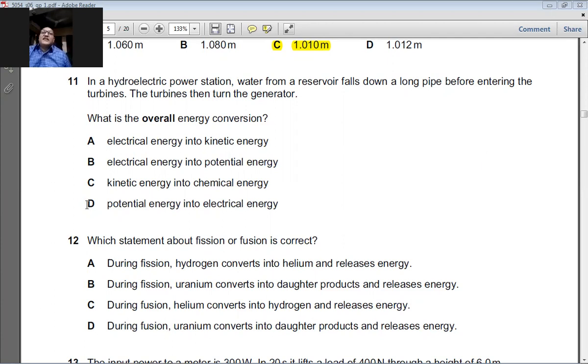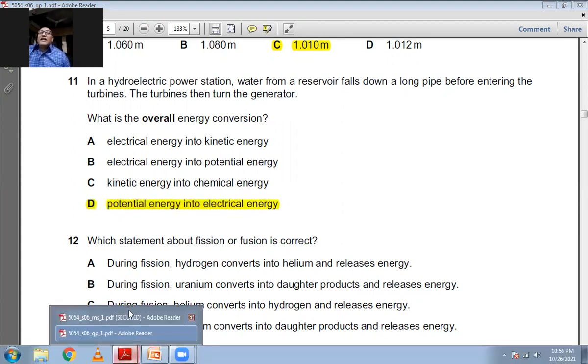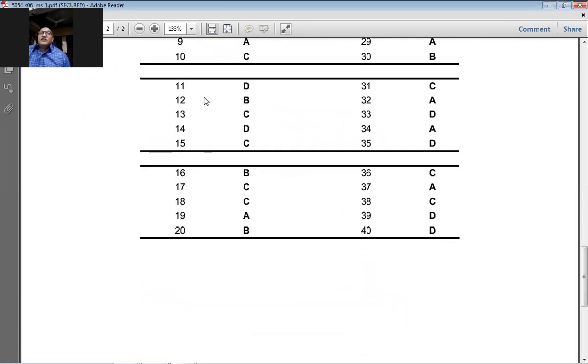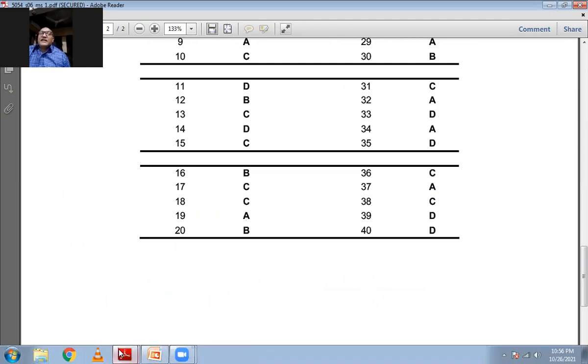Question number 11. D is the right choice, and let me check that. 11, D is the right choice. So question number 11, D is the right choice.